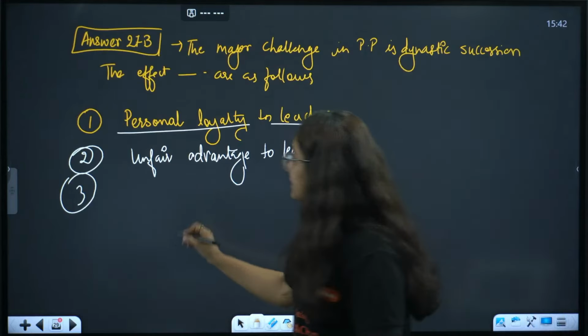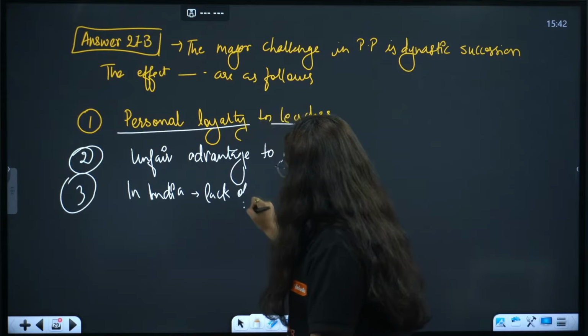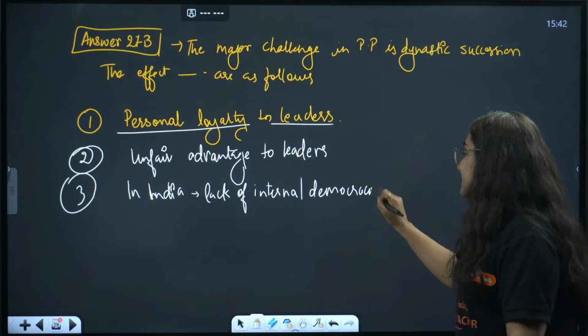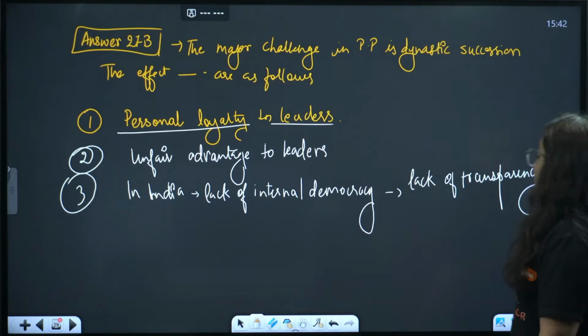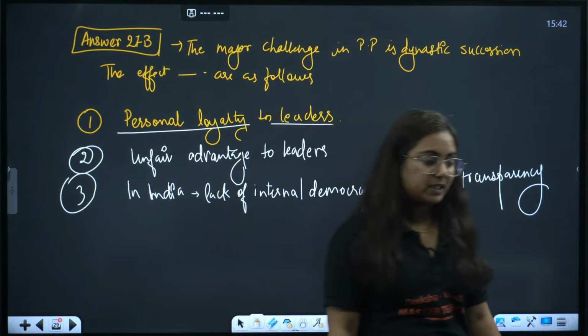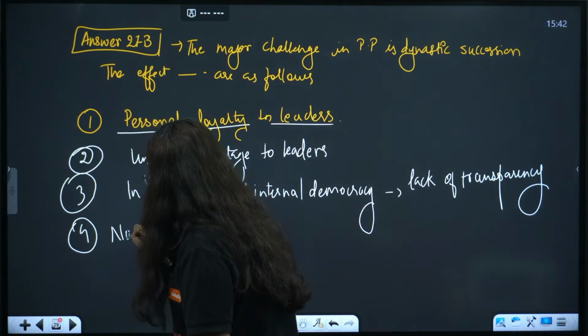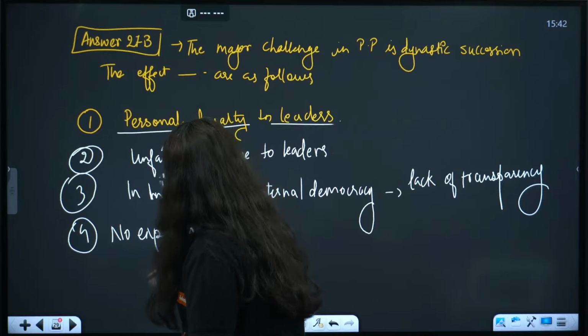Why? Because in India there is a lack of internal democracy. In a democratic country, India, there is a lack of internal democracy. That means lack of transparency in political parties, and that's a major issue. Another issue is they have no experience to work for the country. And the fifth one is because their dynasty ruled somewhere, and this is how they are enjoying the unfair advantage.